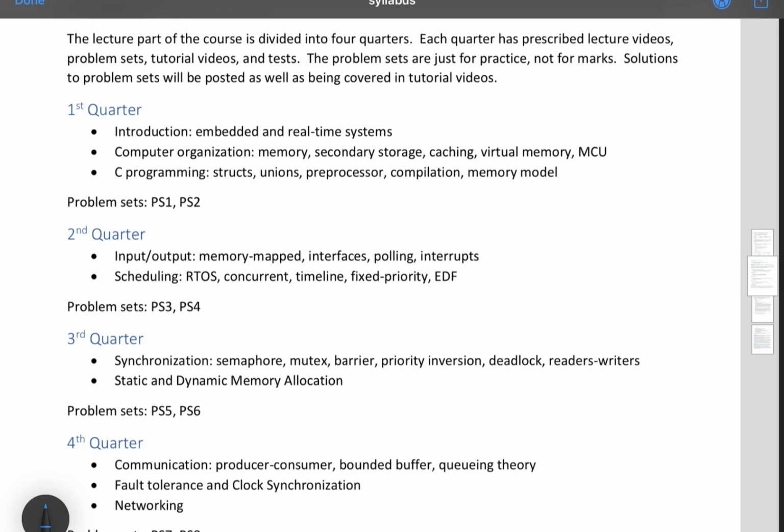And for each quarter, there's 2 problem sets, and they're to give you practice for the test. And so solutions are posted as well as videos that cover those. And I may cover selected questions from the problem sets in the review sessions. I will actually ask for your input on what you want covered in those review sessions.